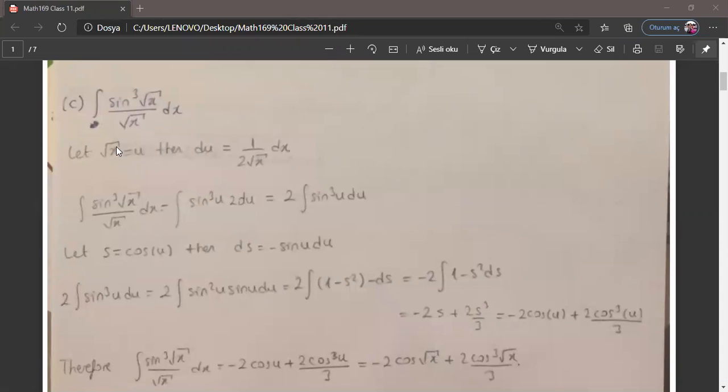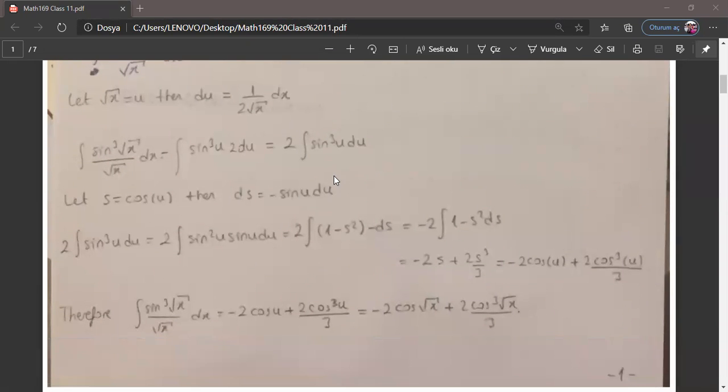Now we first substitute u equals square root of x. Then we first differentiate it as usual and rewrite this given integral in terms of u and du. So what do we have? We have sine cube of u times dx over square root of x, which is 2 du from this identity. We have 2 du, so we have 2 times this integral.